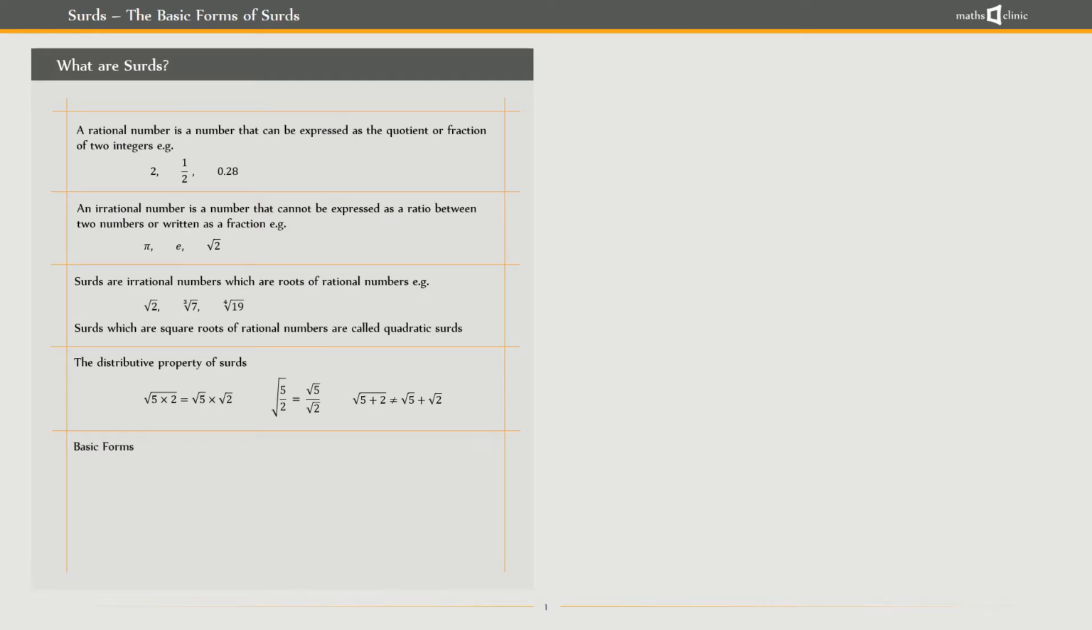Now, basic forms. So what are basic forms? Consider the surd root 50. Root 50 is a surd because you can't find the square root of 50. If I ask what's the square root of 50, you can't find it. You can find the square root of 49, but you really can't find the square root of 50. So root 50 is a surd. But there's something special about this surd in that it can be simplified. How do we go about simplifying this surd? Now think about it: something special about 50.